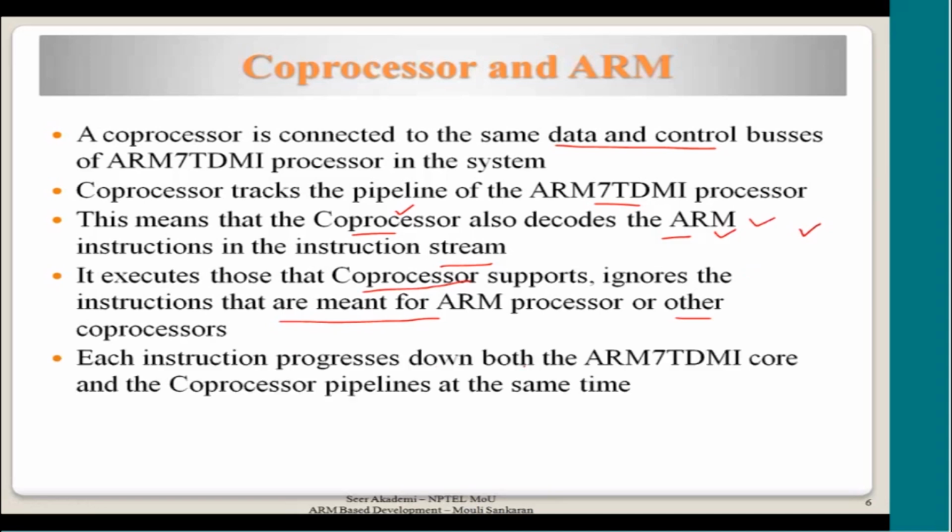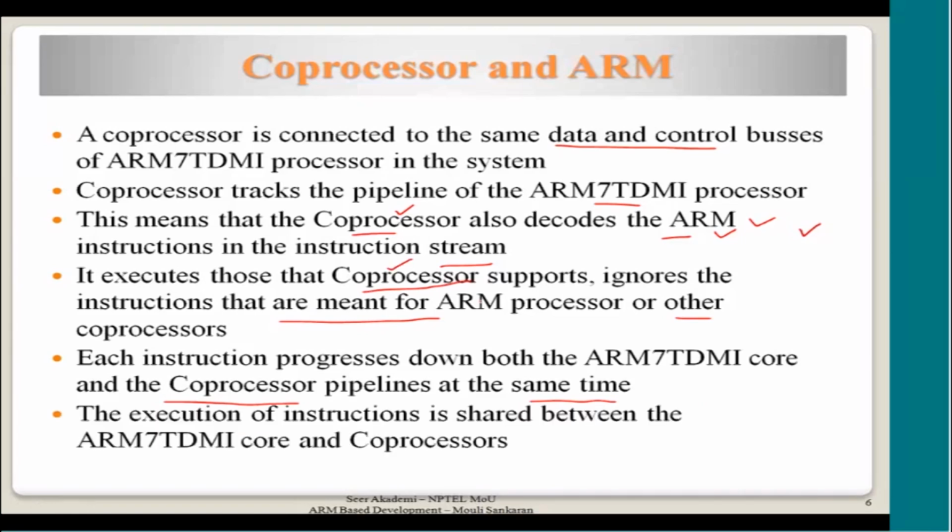Each instruction progresses down both the ARM and coprocessor pipelines at the same time. Please remember they are on the same clock, the M clock, which is the main clock connected to both the coprocessor as well as ARM. So they run together and the instructions go through the different stages of the pipeline together. Physically they are in different places, running in parallel, with different hardware, but they all look at the same instruction. If a particular instruction belongs to the coprocessor, it will execute it, otherwise it will ignore it.